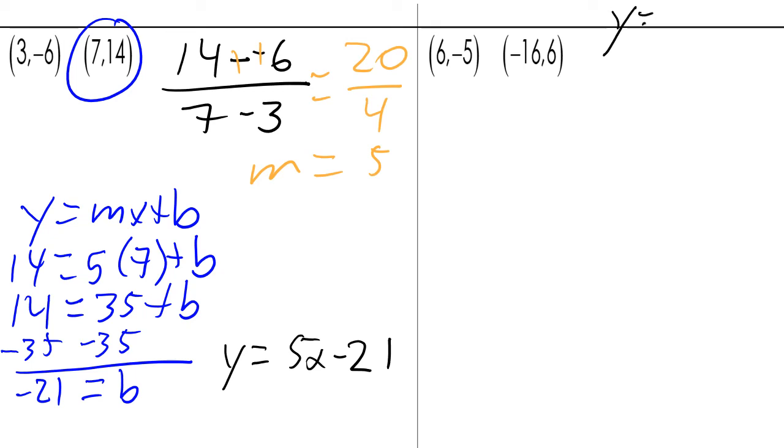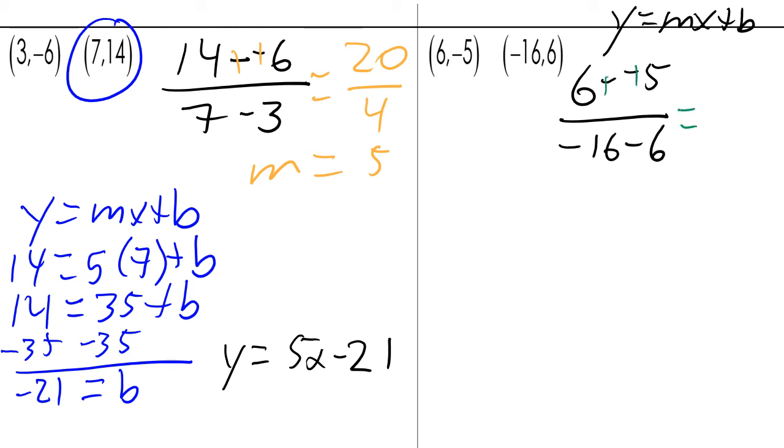All right, I hope this is starting to make sense. Once again, I have to find the slope, find the y-intercept, and then I can write the equation. I always find the slope first. This time I've got 6 minus negative 5 over negative 16 minus 6. Minus negative becomes plus positive. 6 plus 5 is 11. Negative 16 minus 6 is negative 22. 11 over negative 22 reduces to negative 1/2. So m is negative 1/2.